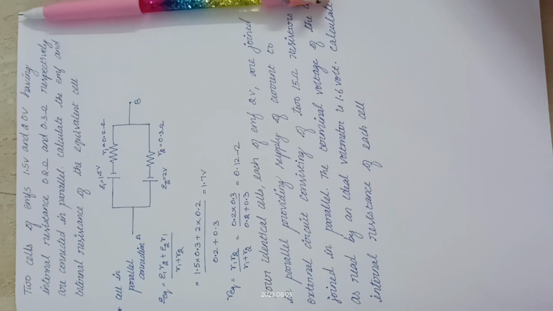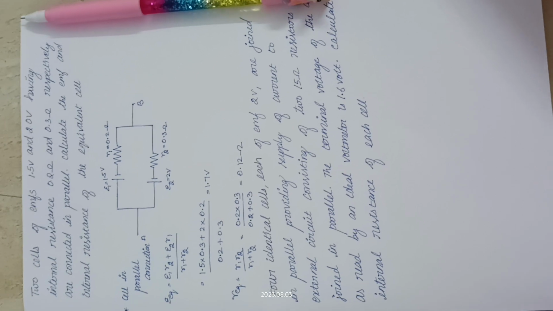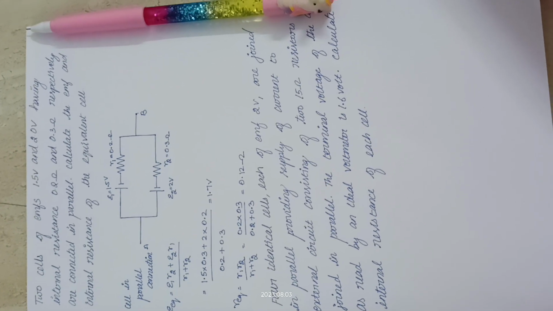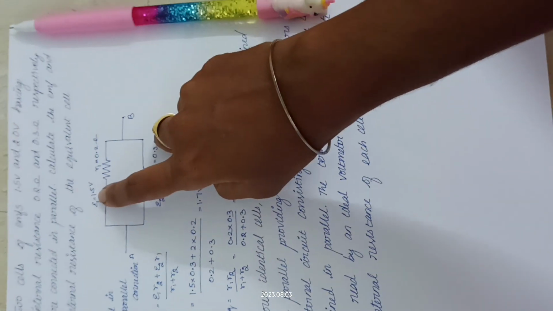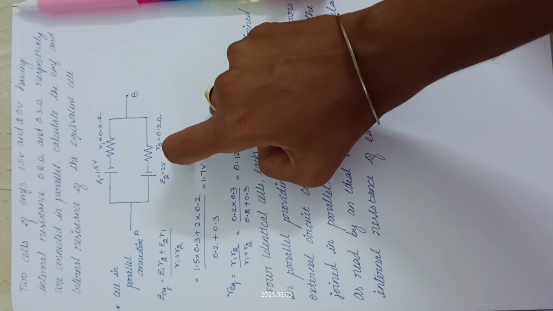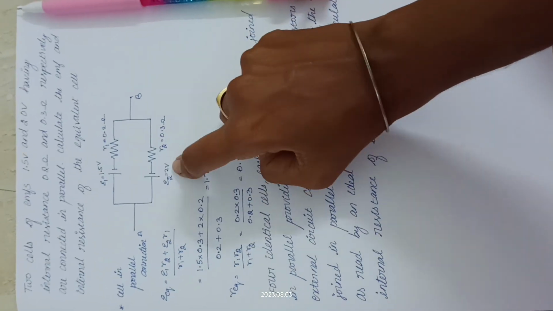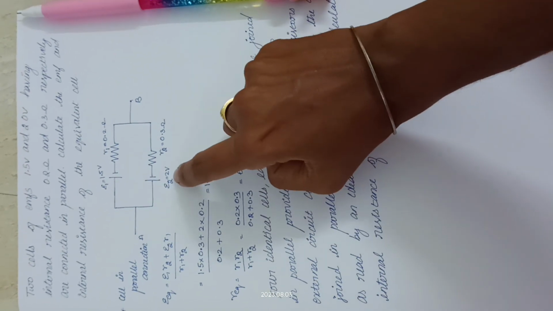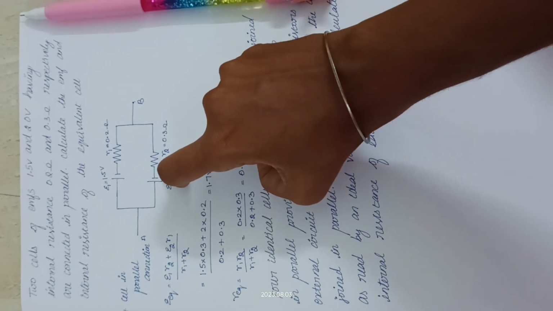Okay, which are connected in parallel. Two cells are connected in parallel, and then the internal resistance of the first cell is, so the internal resistance, these are the two cells. Okay, so we have to draw the diagram from the question. So the two cells, this is cell 1, this is cell 2, which are connected in parallel.